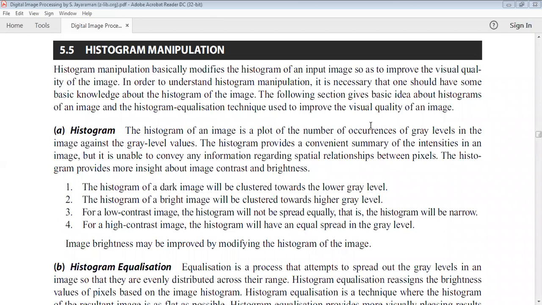0 to 7. In this 0 to 7 gray level range, if you split it in L by 2, we get 0 to 3 and 4 to 7. And again you can split into 0 to 1, 2 to 3, 4 to 5, and 6 to 7 ranges.